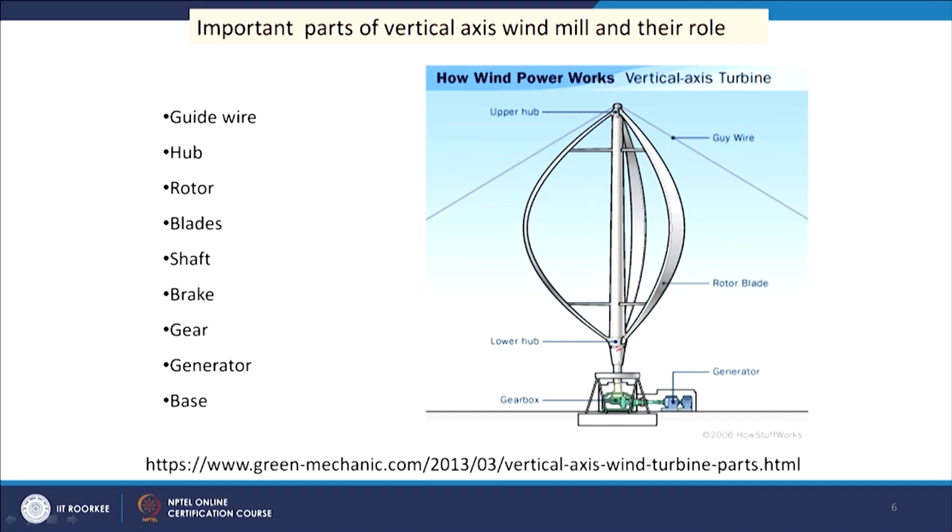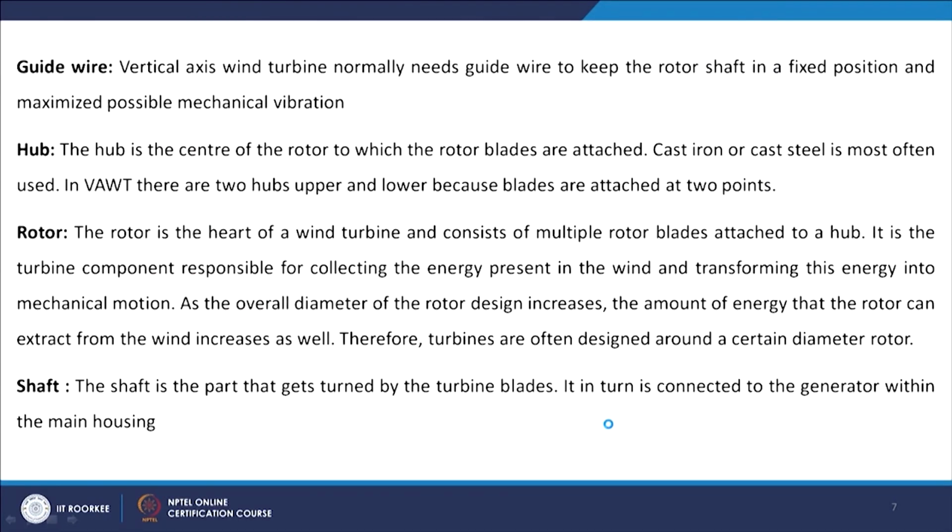Then we have guide wire. We have hub, we have rotor here, and we have blades, these are the blades, we have shaft, and then we have brake arrangement here, and we have gear and generator and base, this is our base. So, these are the different parts of the vertical axis windmill, and we see the guide wire.